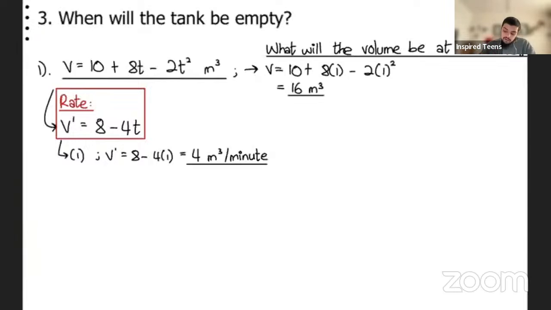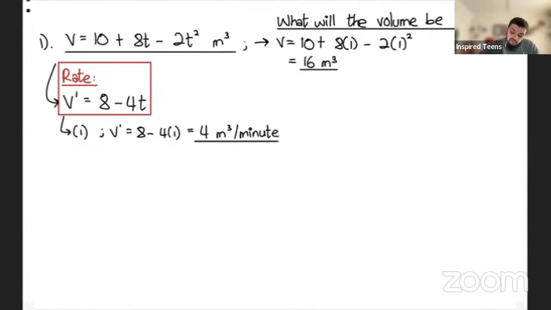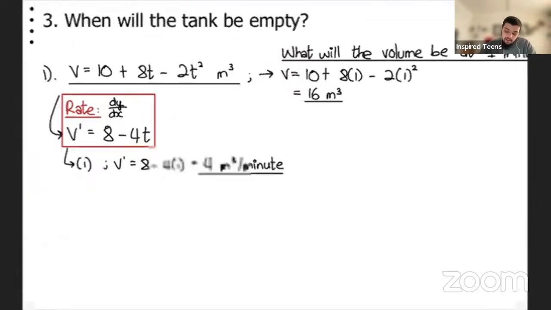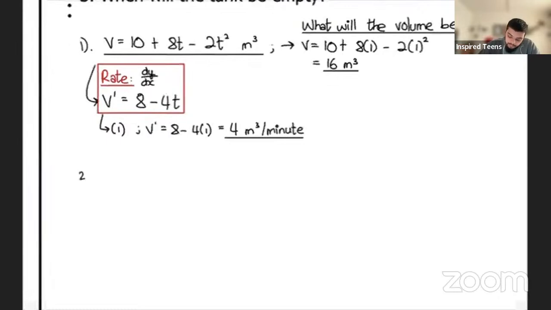Okay, the unit divided by the time unit that we're using, and in this case, it's meters cubed per minute. So that's how we solve it. So the first thing is rate. How do we solve for rate? We derive once. And then at 1 minute, you just substitute it into that equation that you solved for rate. Cool. Let's look at number 2.